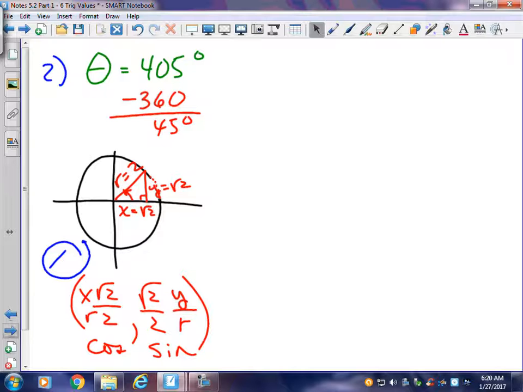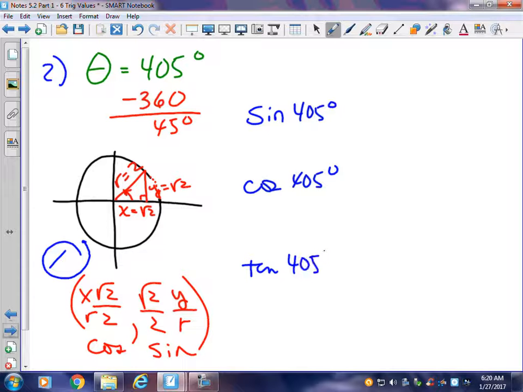So now we need to list out the 6 trigonometric functions. And as we list these 6 trig functions, we're going to put 405 with it, not the 45 that we looked up. That's the reference angle that we looked up. But we want to look up 405 and see what it is, and that's why we changed it to 45 so we could look it up. But we're really doing 405, so we have to write 405 on each one.